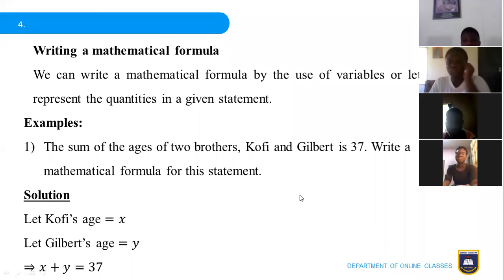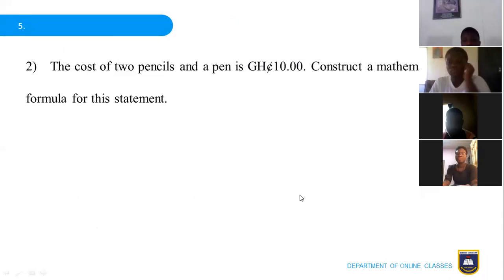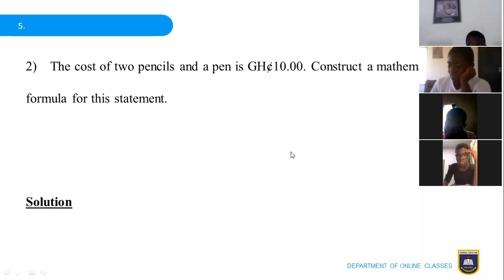So we go to the second one. Number 2. The cost of 2 pencils and a pen is 10 Ghana cedis. Construct a mathematical formula for this statement. The cost of 2 pencils and a pen is 10 Ghana cedis. Construct a mathematical formula for this statement. Our solution, Courage.